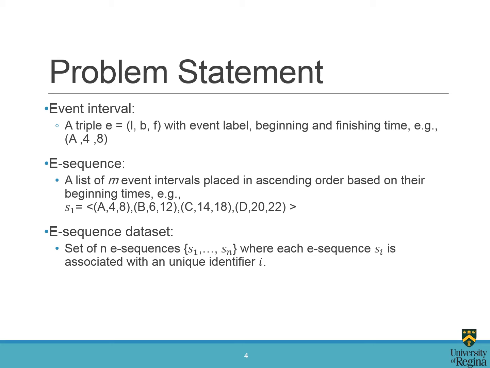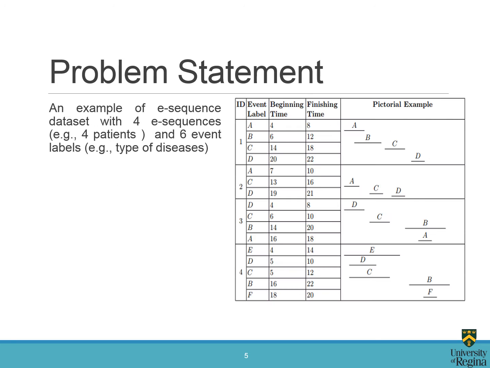Then an E-sequence dataset is a set of n E-sequences where each E-sequence is associated with a unique identifier. Here is an example of an E-sequence dataset with 4 E-sequences that may represent, for example, 4 patients, and 6 event labels A, B, C, D, E, F in this dataset that may represent types of disease that patients suffer over a period of time.